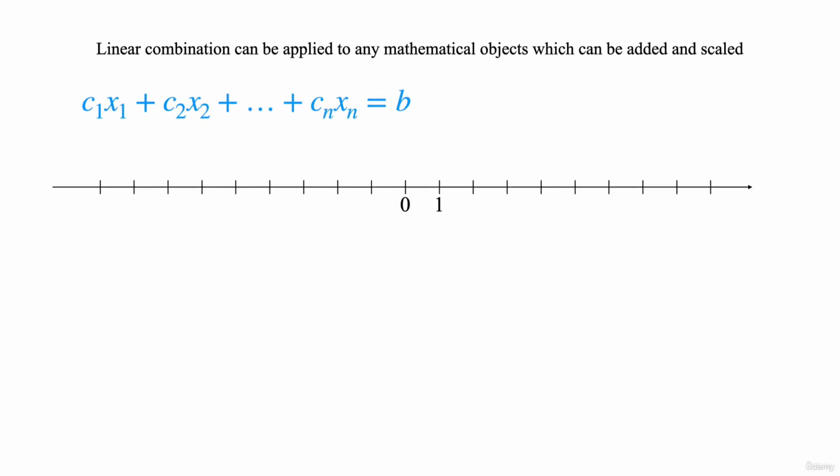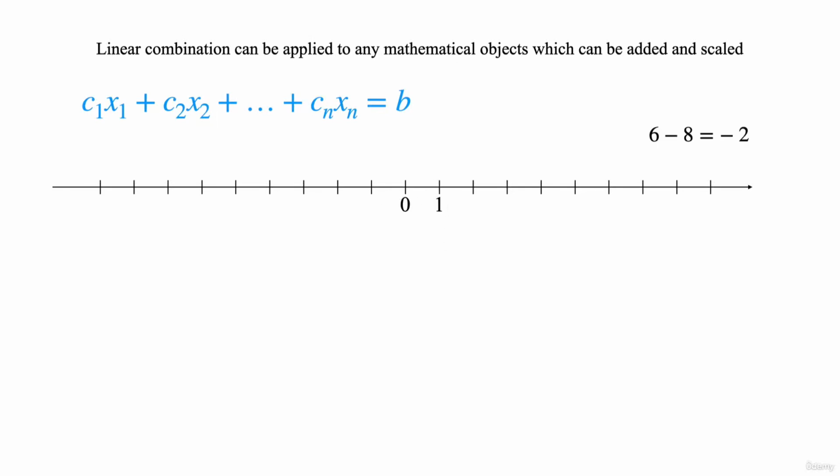And now, the last thing I wanted to tell you in this lecture: the concept of linear combination can be applied to any mathematical objects which can be added and scaled. So, for example, this kind of expression is a linear combination of numbers x1, x2, up to xn. And you can actually treat real numbers as vectors, but there you take just one coordinate axis with 0 on it and the unit 1.